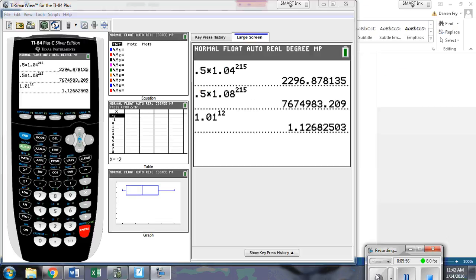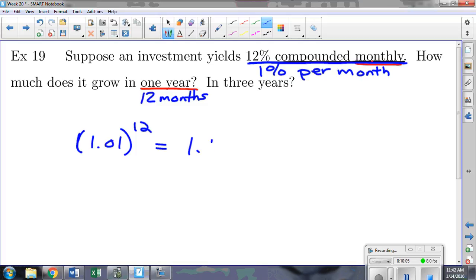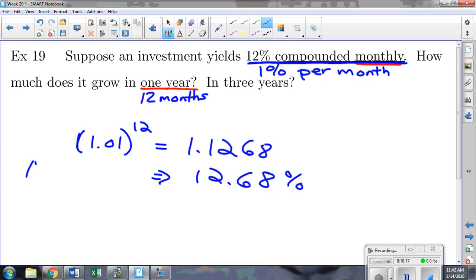Entering that into the calculator, we get 1.1268, which is equivalent to 12.68%. In finance, this is called the annual percentage yield. It's also called the effective rate. Because interest gets charged on top of interest, because the interest is stacking and compounding, you actually wind up with an interest rate that is different than what is reported.